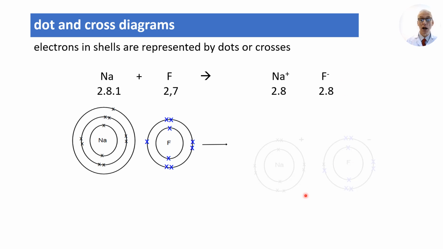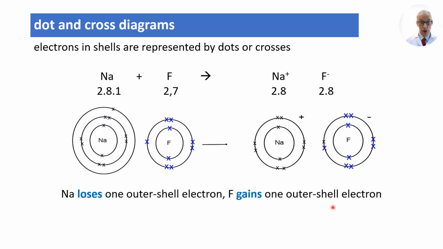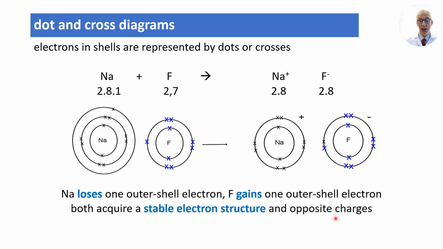Okay, so here are the positive sodium ion and the negative fluoride ion. Sodium loses 1 outer shell electron, fluorine gains 1 outer shell electron. They become oppositely charged, so they attract each other. The positive and the negative attract. That's the ionic bonding, and they have a stable noble gas electron structure.